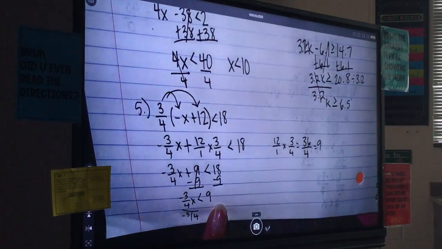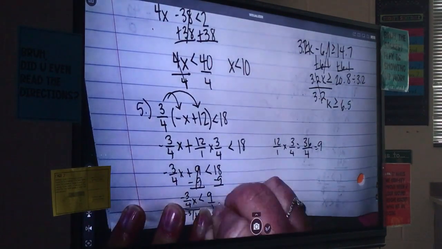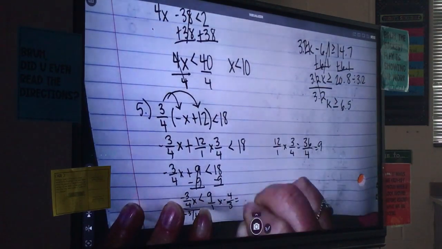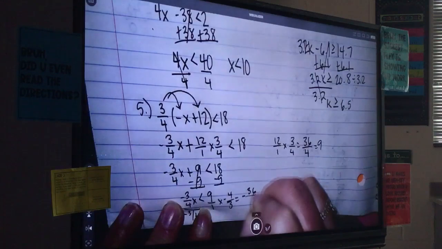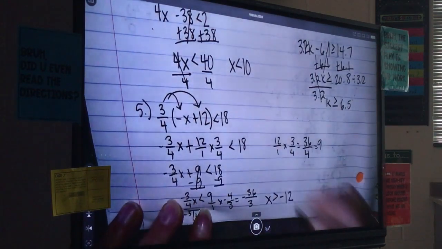You should end up doing keep change flip. You can do keep change flip if you put 3/4 first. Can't you just put it to a decimal? It'll give you the wrong answer. You can do whatever, but you are dividing both sides by what? What are you dividing both sides by? Negative 3/4. So if you flip it, you are going to get the wrong answer. Times negative 4 over 3, which gives me negative 36 over 3. So x is greater than negative 12. Okay?